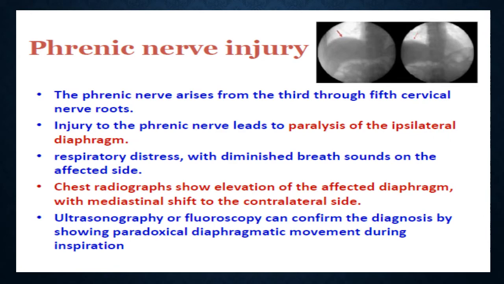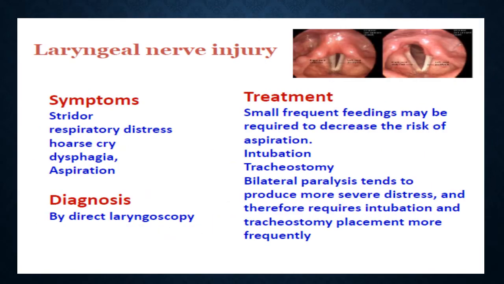Talking about phrenic nerve injury. The phrenic nerve arises from the 3rd through the 5th cervical nerve roots. Injury to the phrenic nerve leads to paralysis of the ipsilateral diaphragm, as seen in the X-ray above. Respiratory distress with diminished breath sounds on the affected side. Chest radiographs show elevation of the affected diaphragm with mediastinal shift to the contralateral side. Ultrasonography or fluoroscopy can confirm the diagnosis by showing paradoxical diaphragmatic movement.